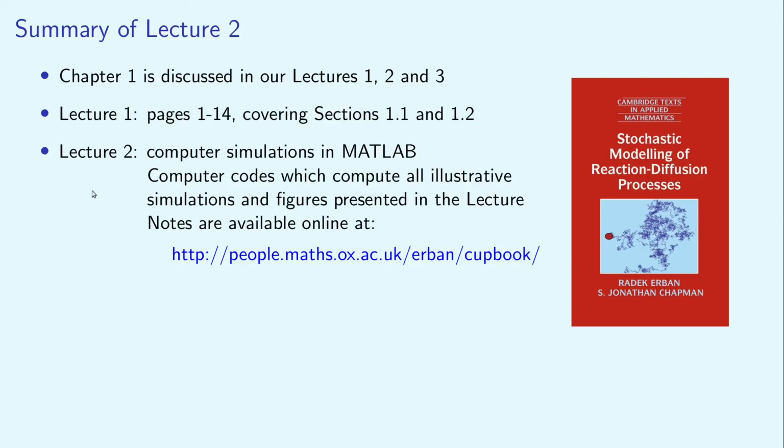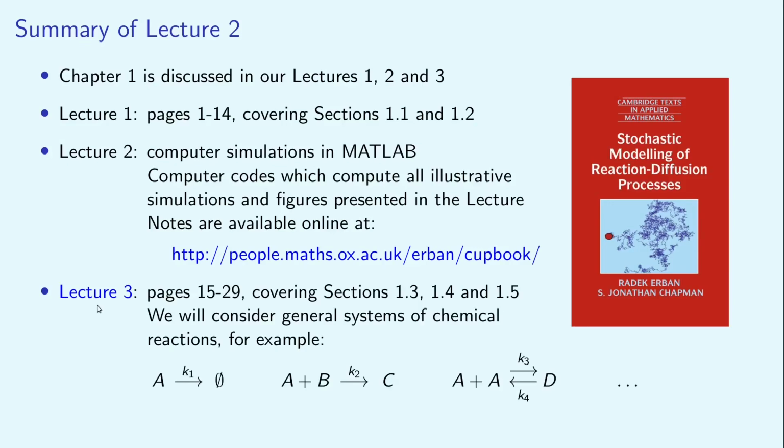This brings us to the end of lecture 2, which covered computer simulations. In our next lecture, we will conclude our discussion of chapter 1. We will cover sections 1.3, 1.4 and 1.5 on pages 15 to 29. We will consider how we can simulate general systems of chemical reactions, and we will discuss additional methods for the analysis of stochastic chemical systems.